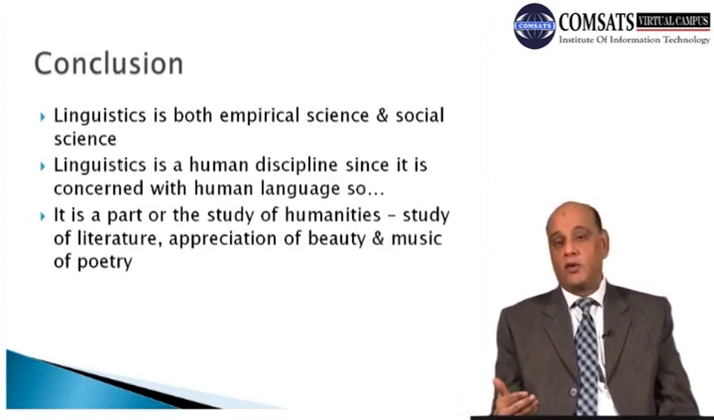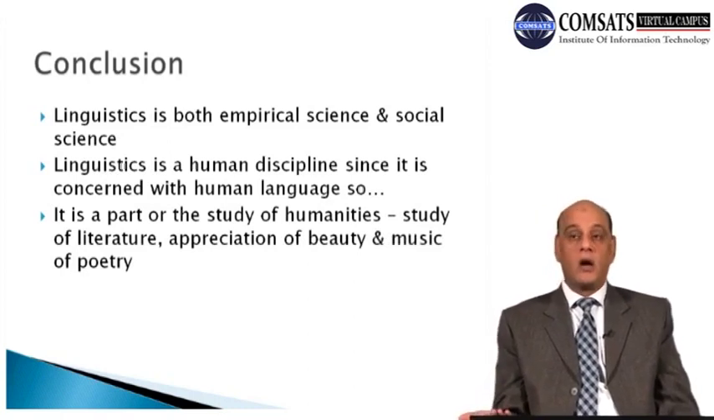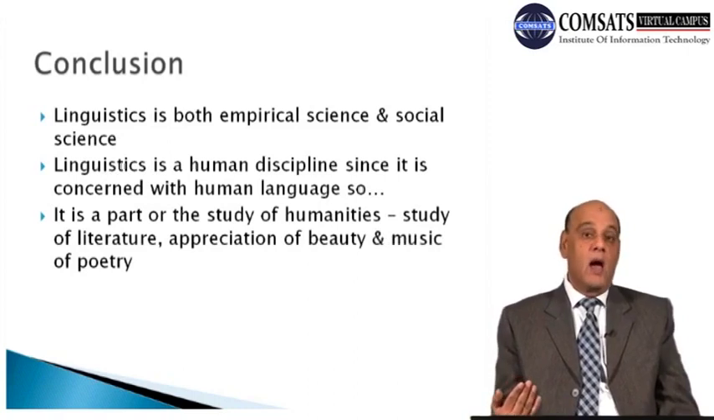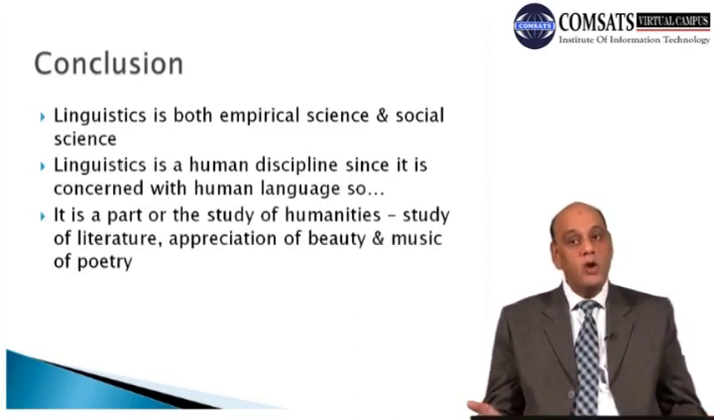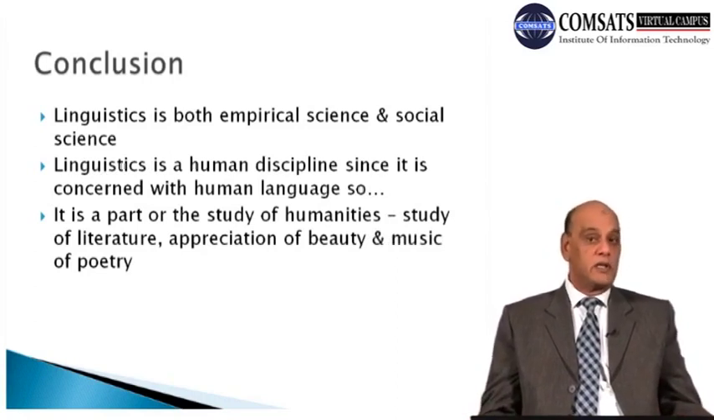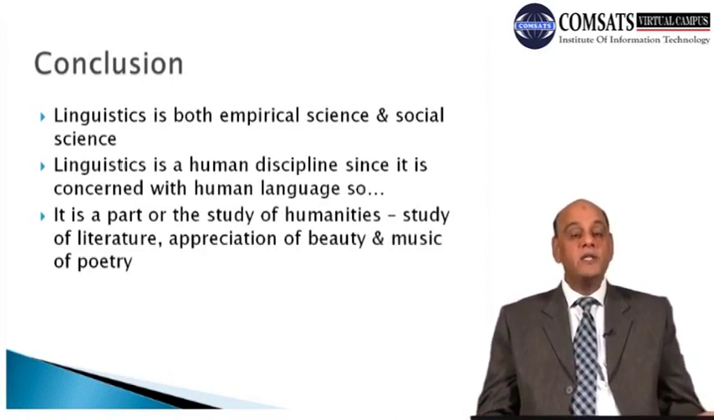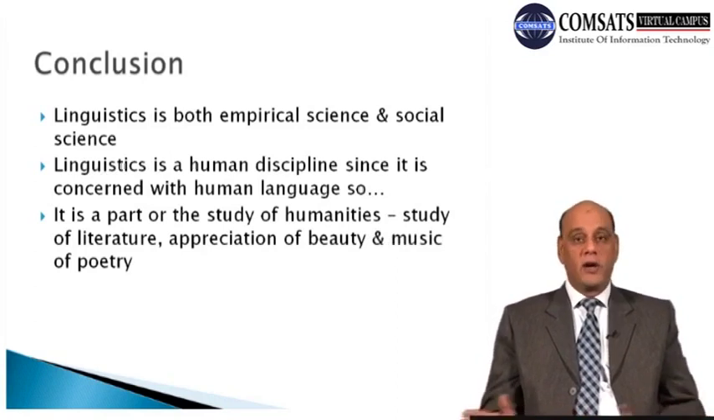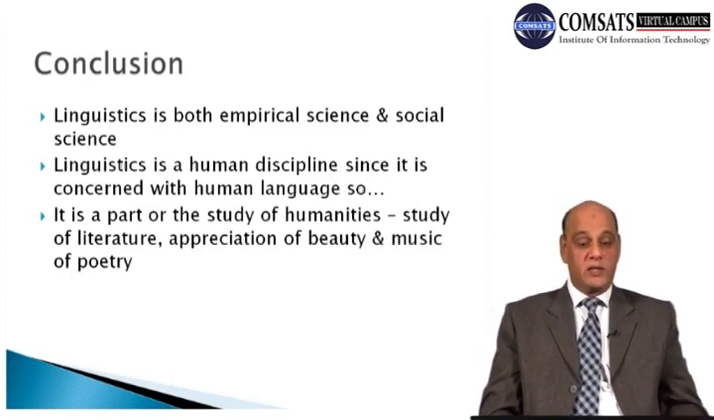Social science is when you're talking in qualitative terms. You collect the opinions of people, you collect the viewpoints of people, and then you see how those viewpoints or opinions support a research question. So this is how we can divide science. We can say that linguistics is both an empirical science and a social science.